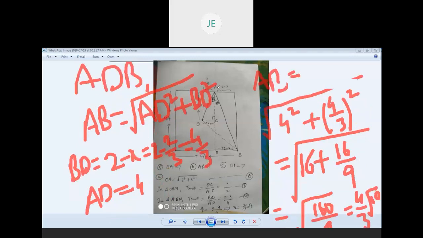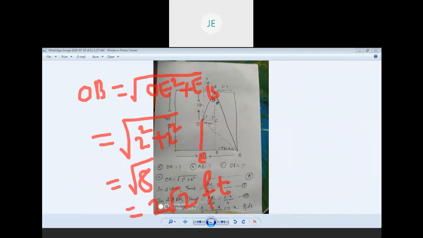The second part of the question is the front edge to hole displacement. You have to find AB. In triangle ADB, AB is equal to the square root of AD square plus BD square. BD is nothing but 2 minus x, and you got x as 2 by 3, so 2 minus 2 by 3 is equal to 4 by 3 feet. AD is 4 feet. If you substitute these two values and simplify, you will get AB as the square root of 160 by 9, or 4 by 3 root 10 feet.